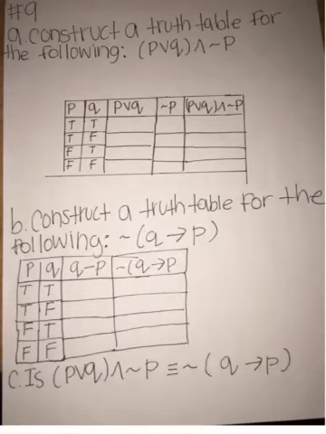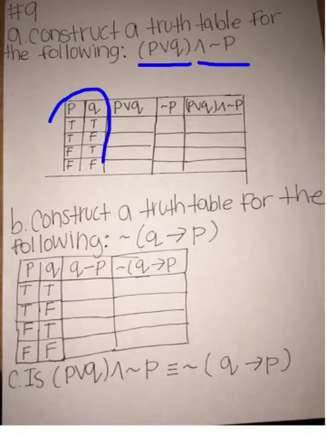I will be doing number 9A. Construct a truth table for the following: P or Q, parentheses, and the negation of P. Okay, now let's go to this truth table. For P and Q, I already filled it in because this is already given to us.